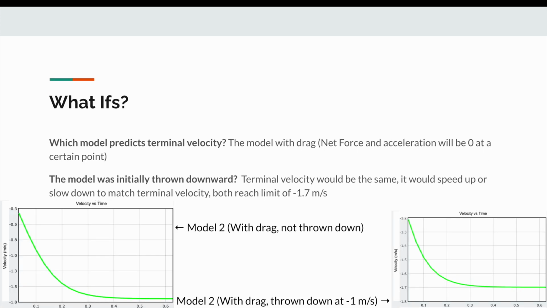Now looking at the what if questions. For starters, which model will predict the terminal velocity? This would be the model with the drag force. And this is because the net force and acceleration will be 0 at a certain point, meaning that the velocity will be constant.